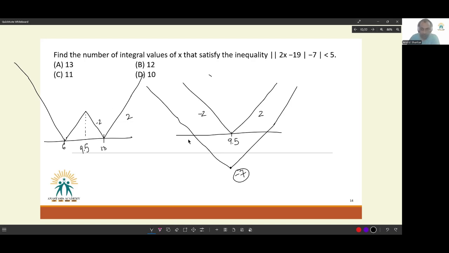Now, we have to identify where this inequality is less than 5. Here the value is 7. So, at 5, it is going to be in this range. This will be the line of y equal to 5. From 0 in steps of 2, you have to reach a value of 5. At x equal to 6, the value of the function is 0.